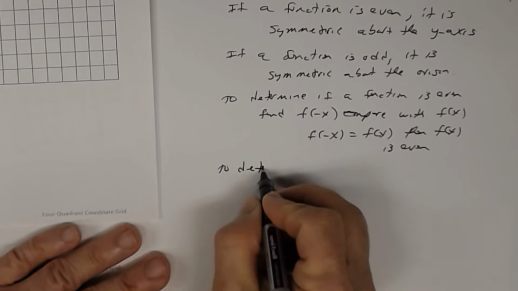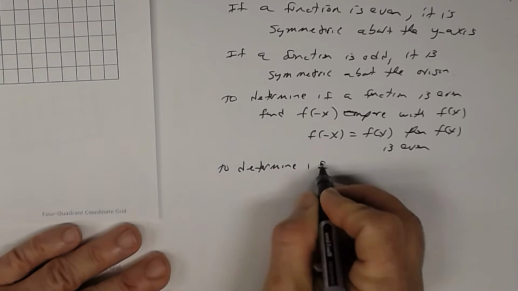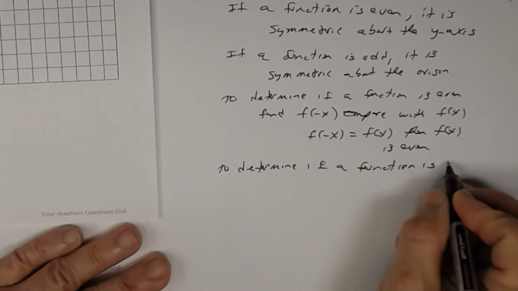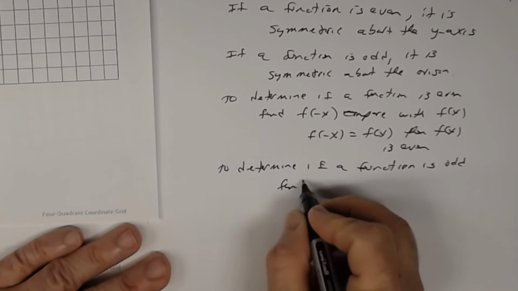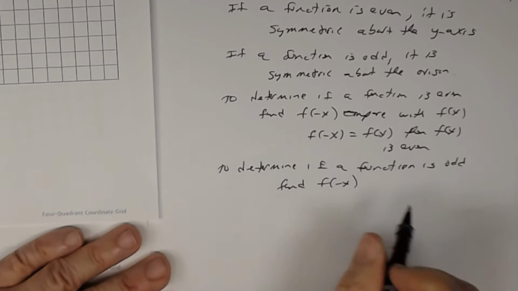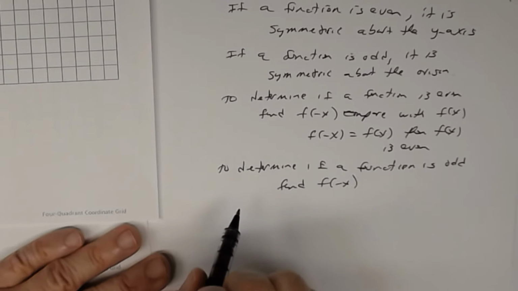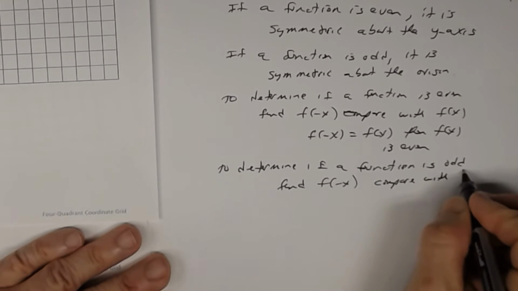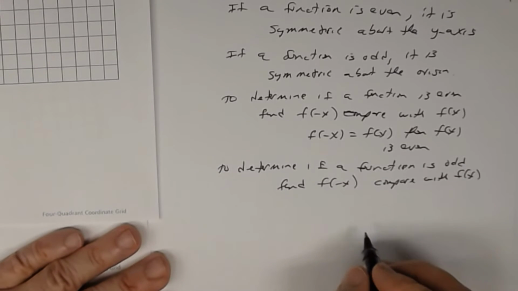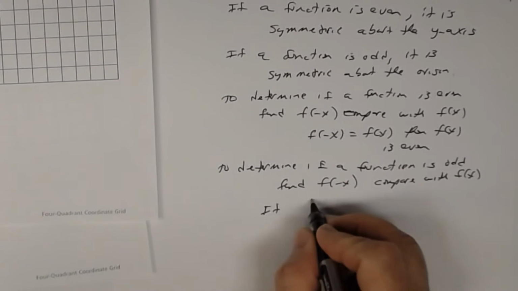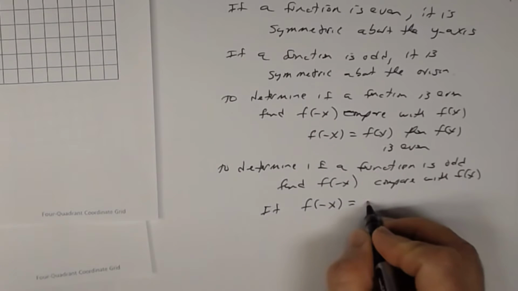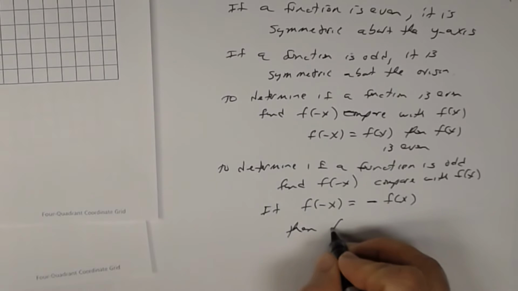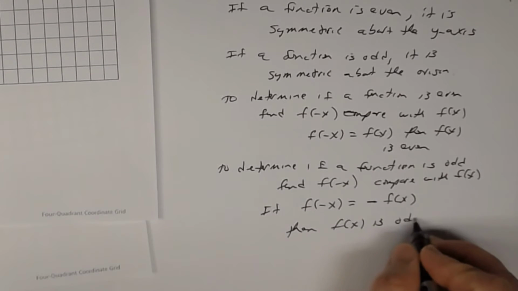So here's the idea with odd functions. To determine if a function is odd, find f of negative x. So just like with even, you're going to find f of negative x, then compare it with f of x. You're going to compare the two. And so here's the idea: if f of negative x equals the opposite of f of x, then your function is odd.